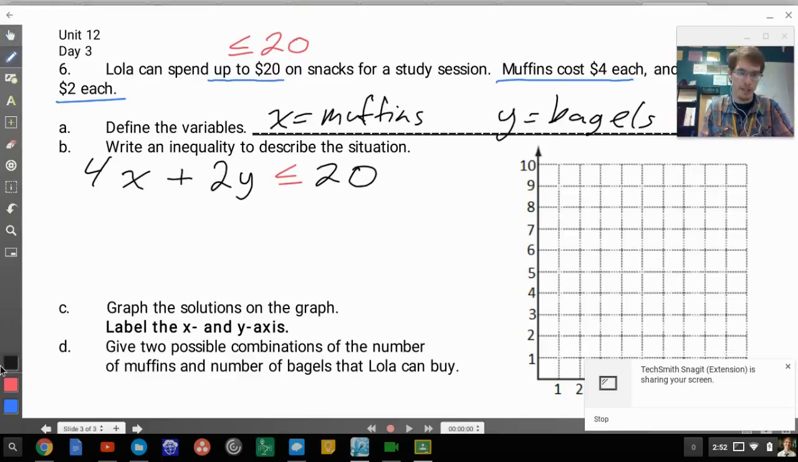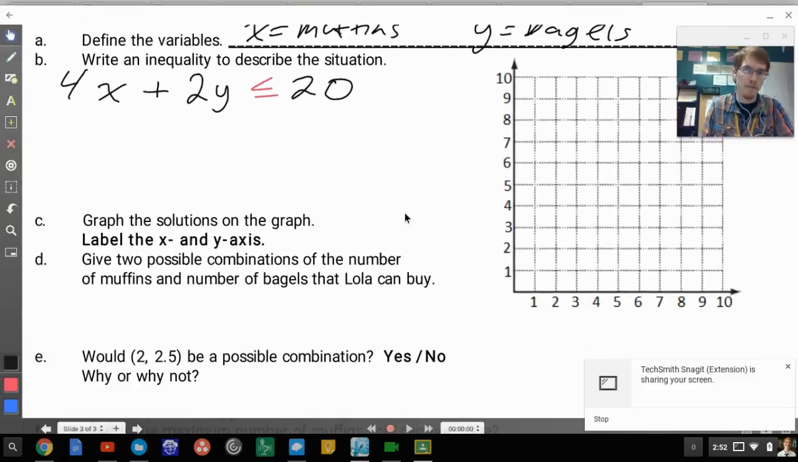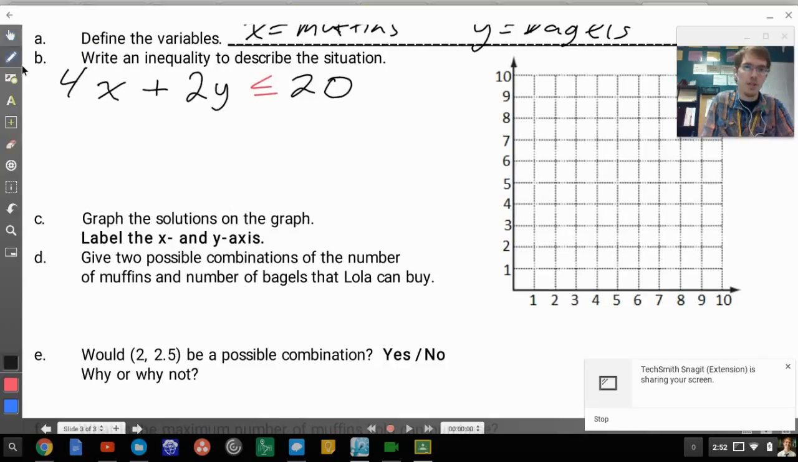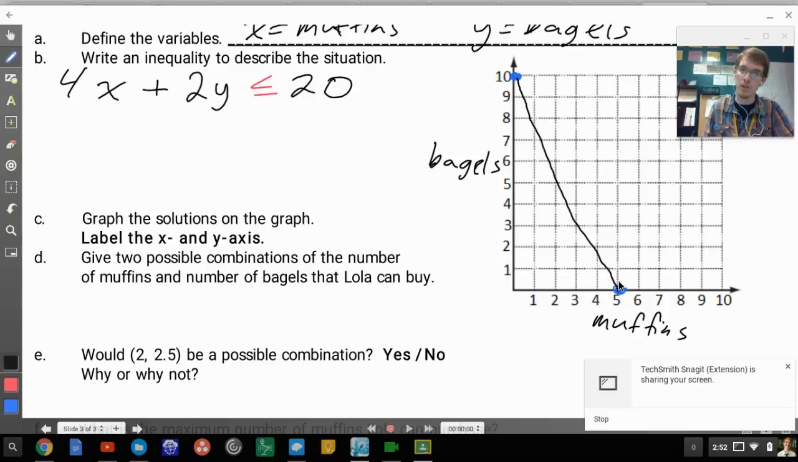Now, if she only got muffins, how many could she get? Oh, I need to label this graph again. Okay. So we need to label this, so X is muffins and Y is bagels. All right, so if she only got muffins, they're $4 a piece, so we could actually get 5 of those. But if she only got bagels, 2 a piece, we could get up to 10 there. All right, so we'll connect those dots and we're shading below. So it's all below here.